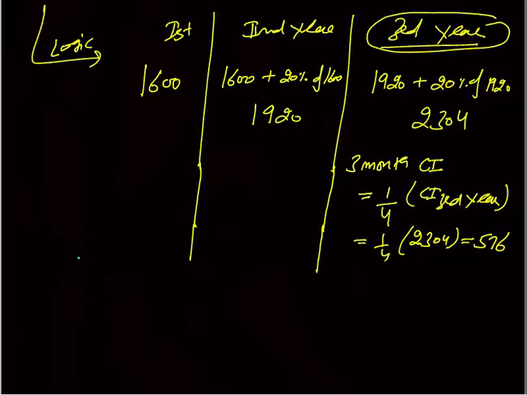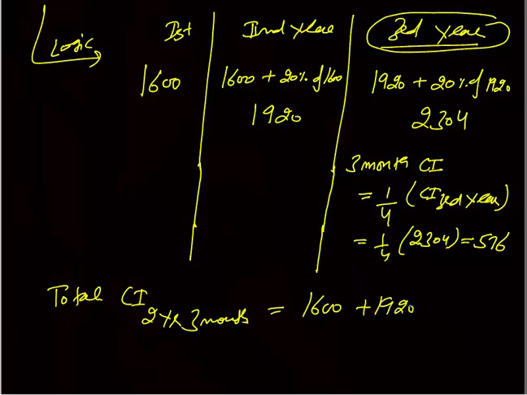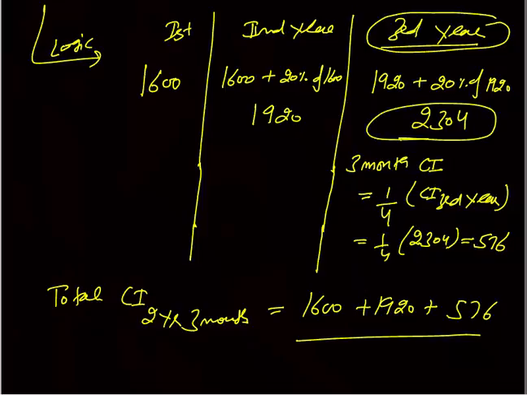So total compound interest for 2 years, 3 months would be 1,600 plus 1,920 plus 576. It's very important how 576 comes. First you calculate the compound interest for the entire third year. This is the compound interest for third year. Divided by 4, you will get the compound interest for 3 months. That is 1/4 of a year.